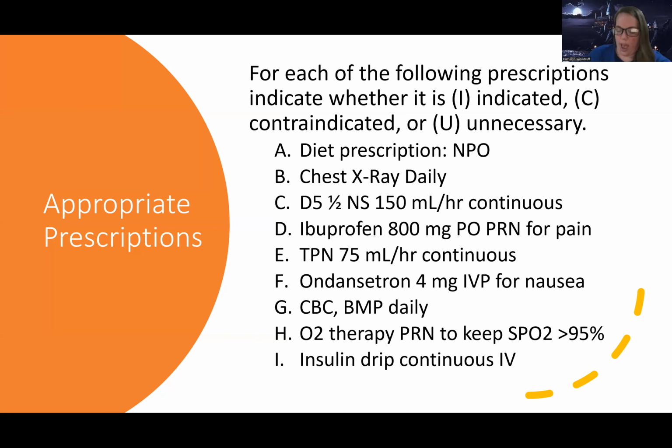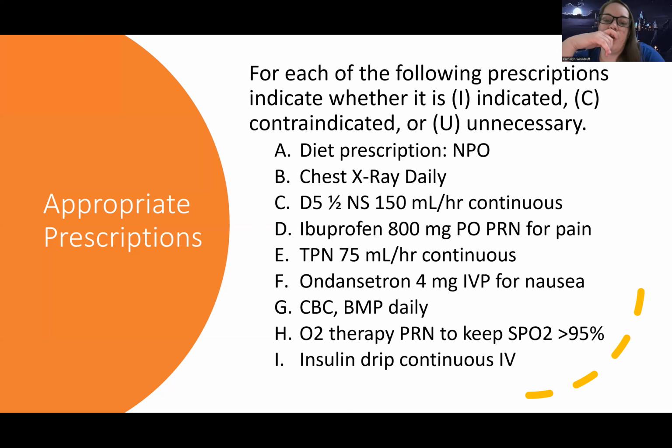The next one, ibuprofen, 800 milligrams PO, PRN for pain. So they're going to have pain. But the thing with patients with acute pancreatitis is they have such severe pain that ibuprofen is not going to do it, and on top of that, this is PO. So it's going to put them at increased risk for having issues with more pancreatic enzymes spilling. So this is going to be contraindicated.